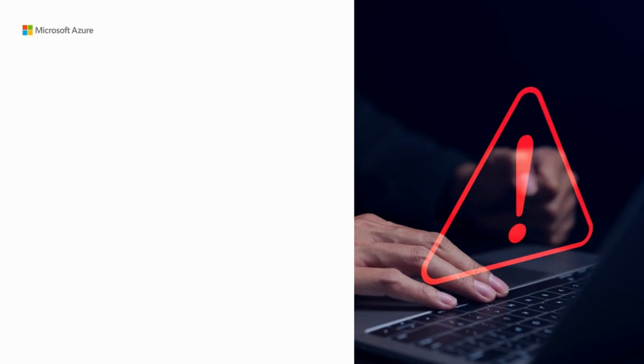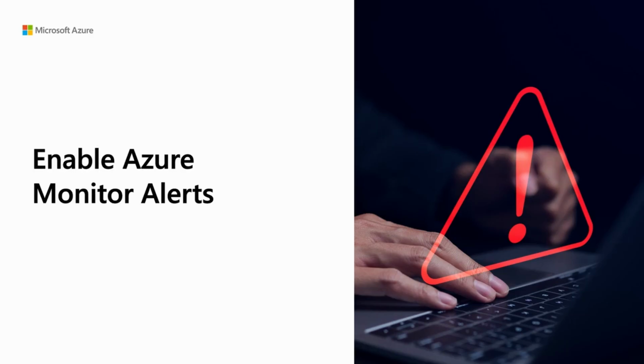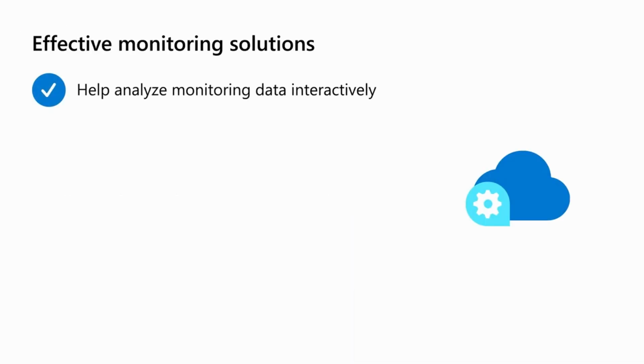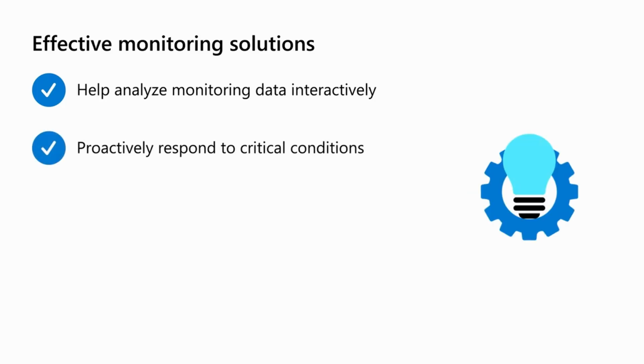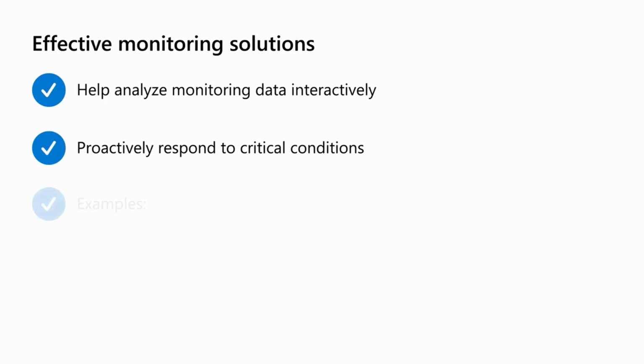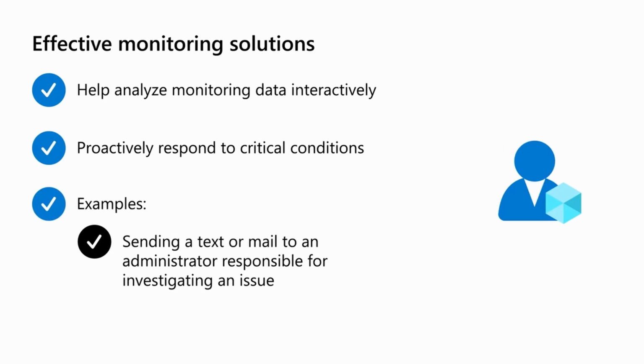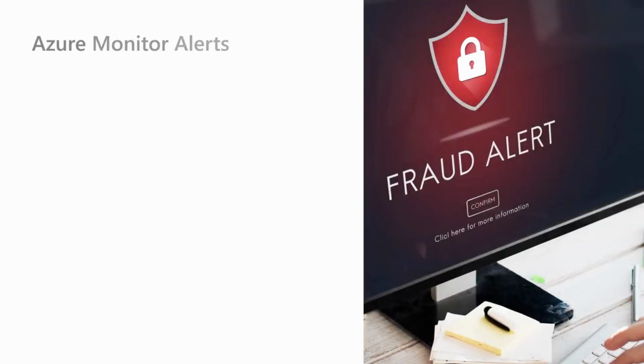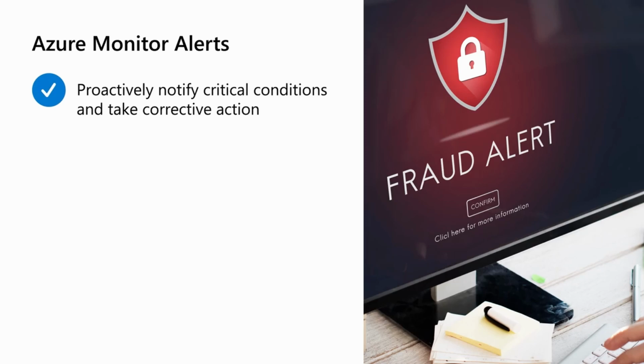Hello, and welcome to the video, Enable Azure Monitor Alerts. In this video, you will learn how Azure Monitor Alerts work to notify you of critical situations and take suitable action. In addition to allowing you to analyze monitoring data interactively, an effective monitoring solution must proactively respond to critical conditions identified in the data it collects. This could be sending a text or mail to an administrator responsible for investigating an issue, or you could launch an automated process that attempts to correct an error condition. Azure Monitor Alerts proactively notify you of critical conditions and potentially attempt to take corrective action.